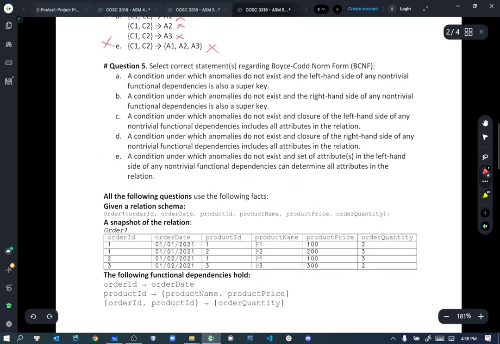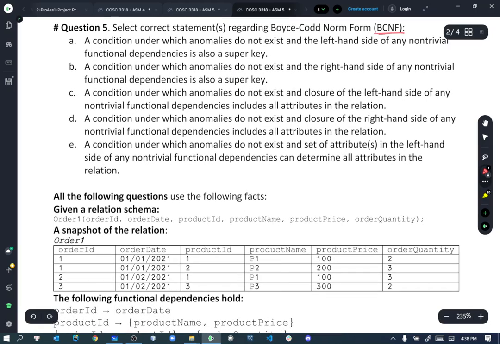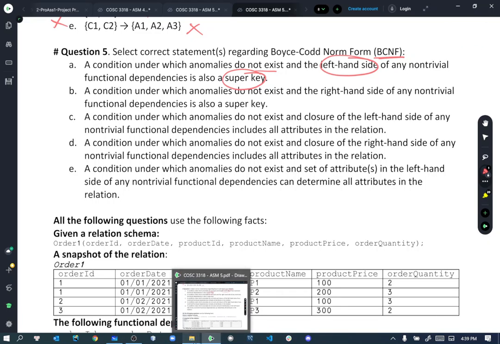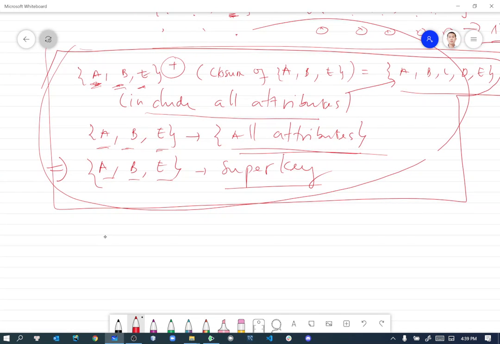So we get back to this one. Select the correct statements from here. Write definitions of BCNF, Boyce-Codd normal form: conditions under which anomalies do not exist, and the left-hand side of any non-trivial functional dependency is also a super key. So if you see a dependency, then the left-hand side determines the right-hand side, and this left-hand side must be a super key.